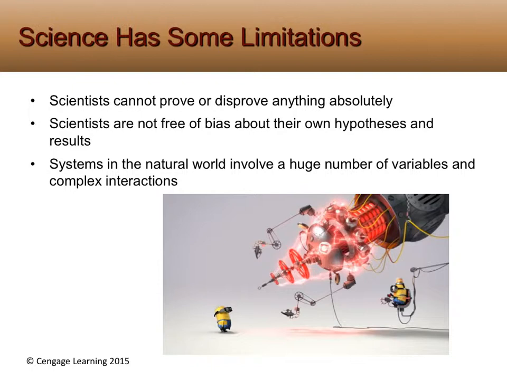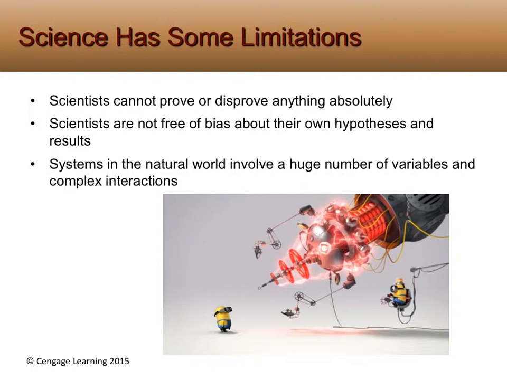Now, there's no doubt science does have some limitations. Scientists really cannot prove or disprove anything absolutely. The beauty of science is that what's discovered today may be different tomorrow. Maybe there will be a different discovery tomorrow. Scientists are not free of bias about their own hypothesis and results. As I mentioned before, lots of times science can take an entire lifetime of experiments to prove something, so obviously you're going to build up bias. And that's part of the scientific community, when we do peer edits to try to get those out.